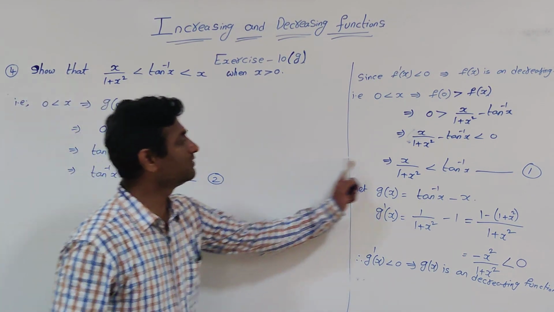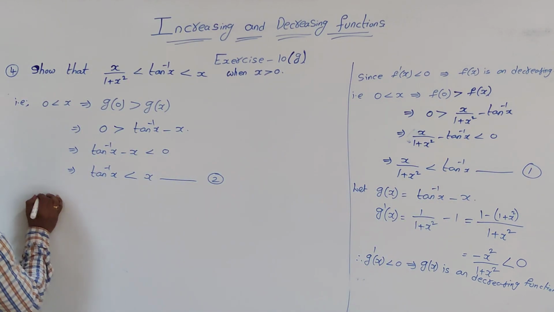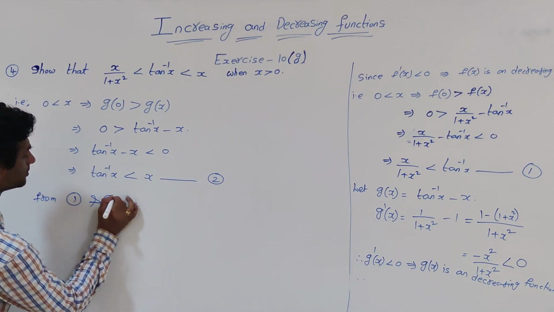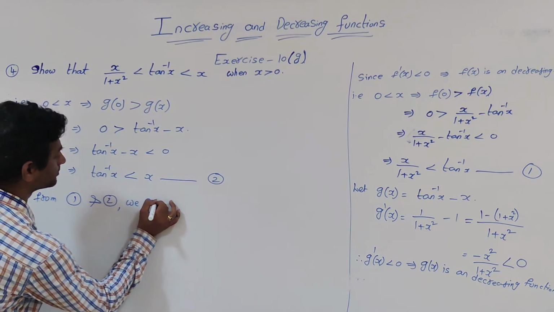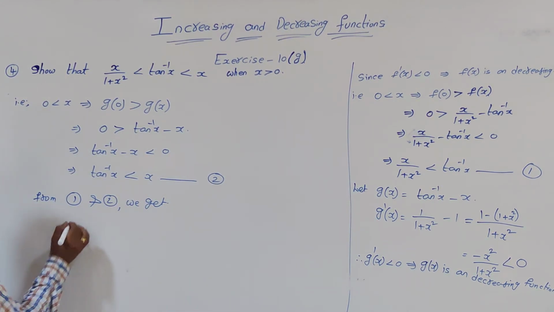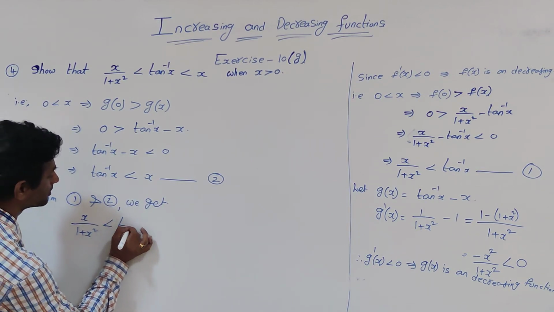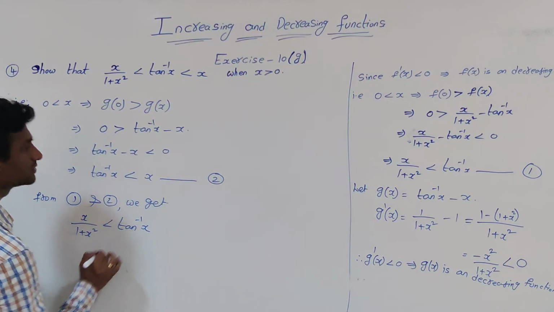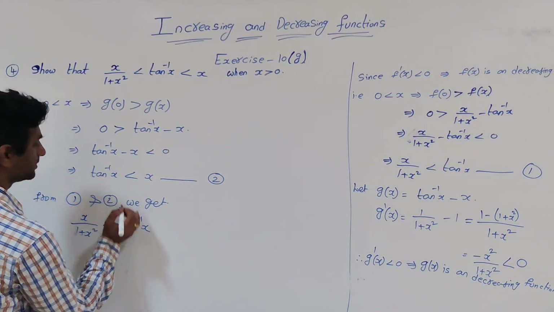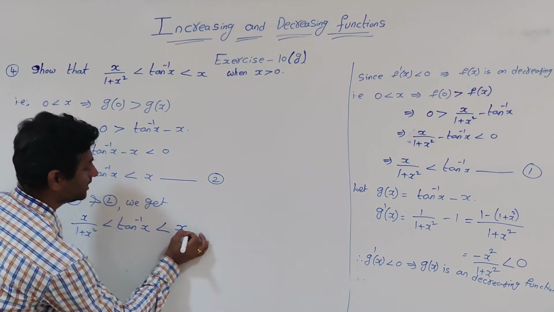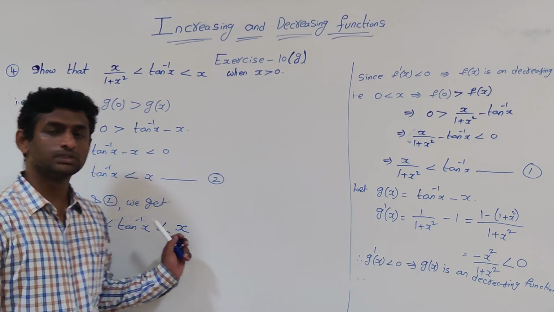So we will combine 1 and 2. From 1 and 2 we get x by 1 plus x square is less than tan inverse of x, and this tan inverse of x is less than x. So this is our statement.